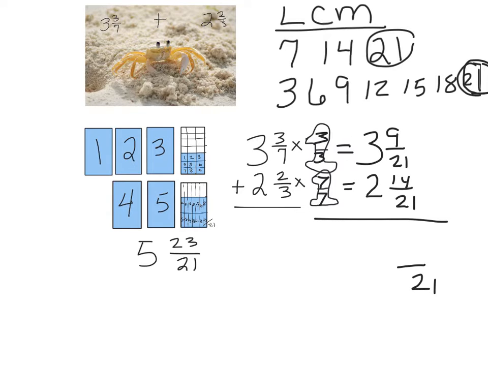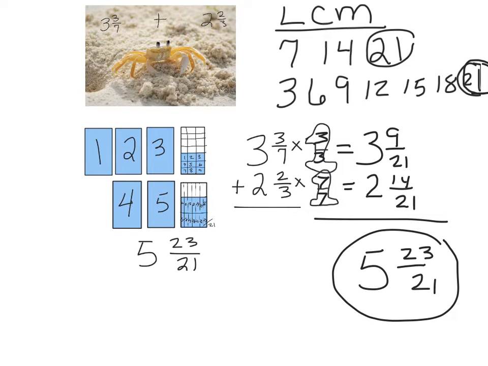So 9 plus 14 is going to give me 23. And then I add my whole numbers. 3 plus 2 is going to give me 5. And as you see, 5 and 23/21 agrees with our illustration right there of 5 and 23/21.